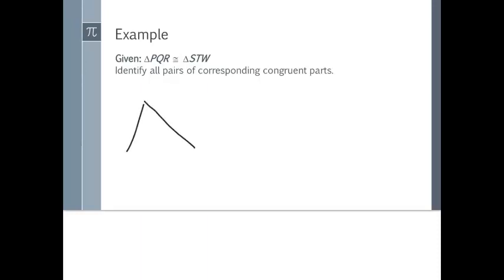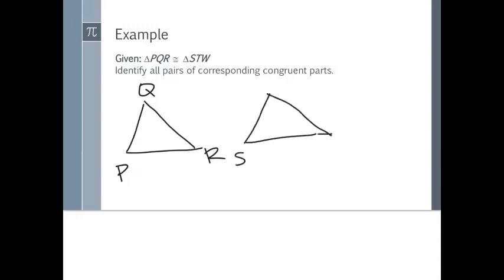So PQR is congruent to STW, and since we're at liberty to draw the triangles however we want, we might as well draw them so that it looks like their corresponding parts are in the same positions. I'm actually going to write over in a different color just to highlight those corresponding parts.